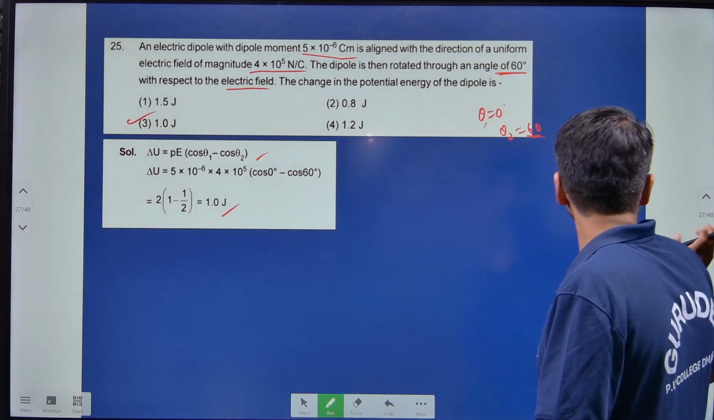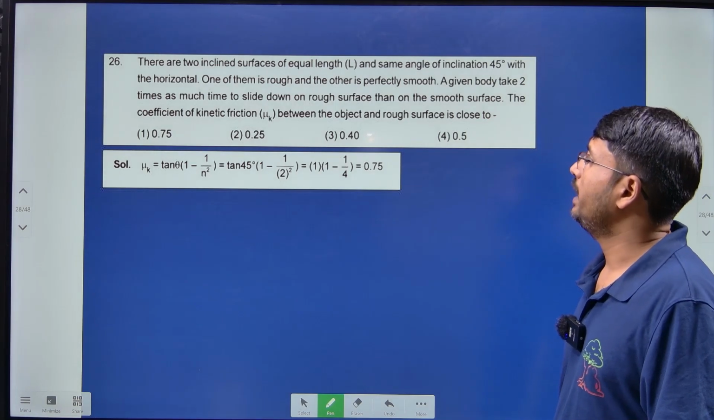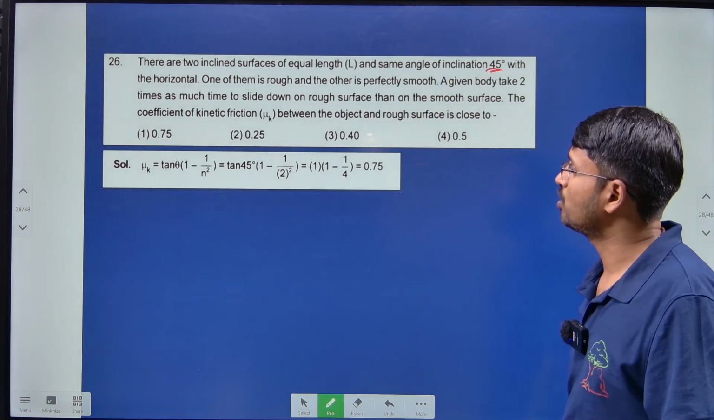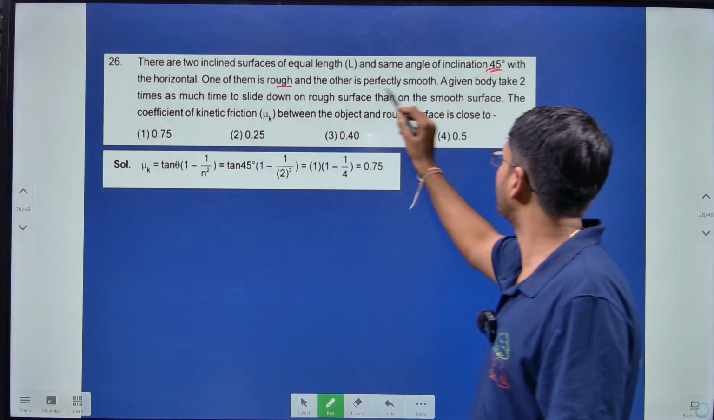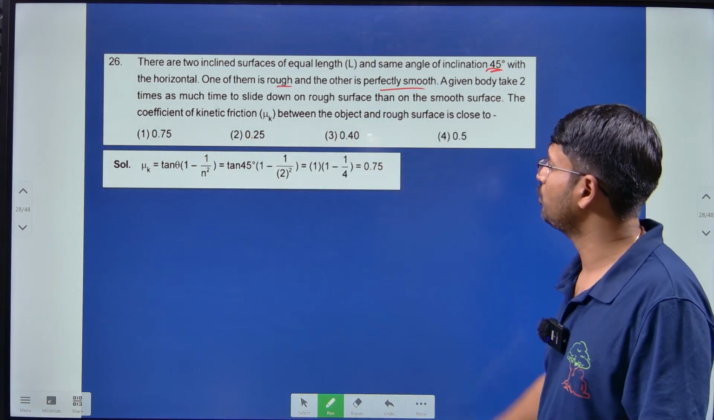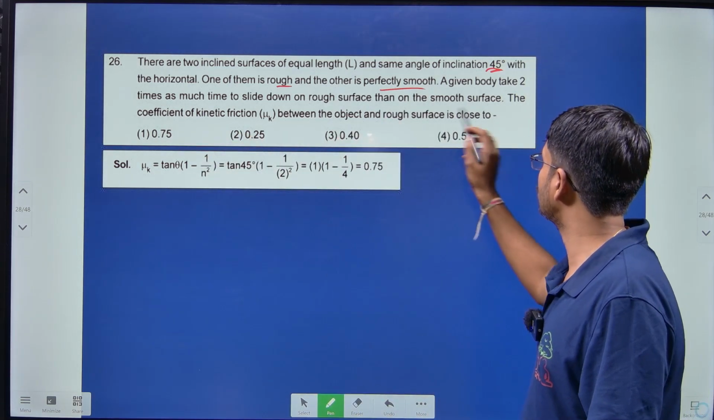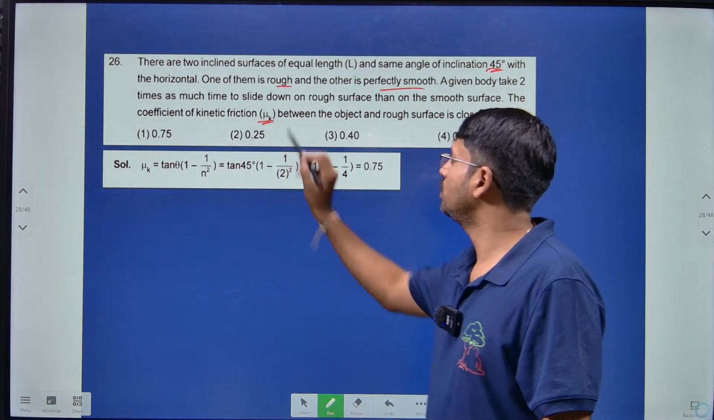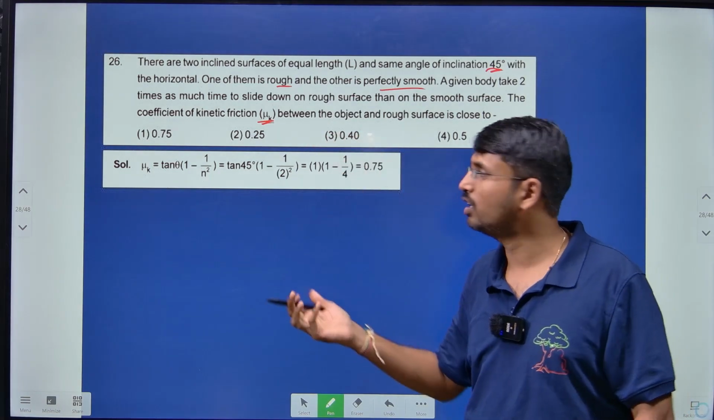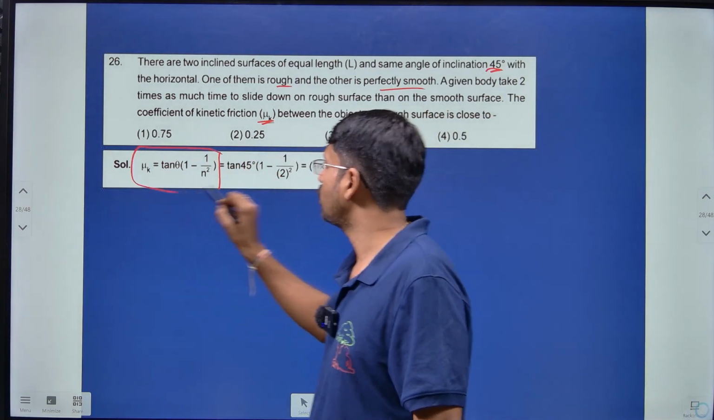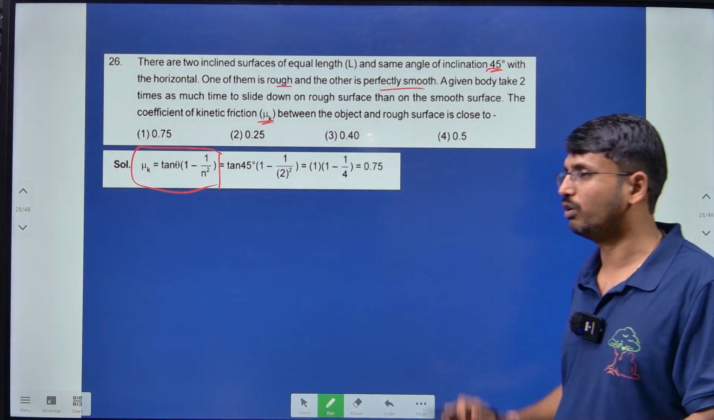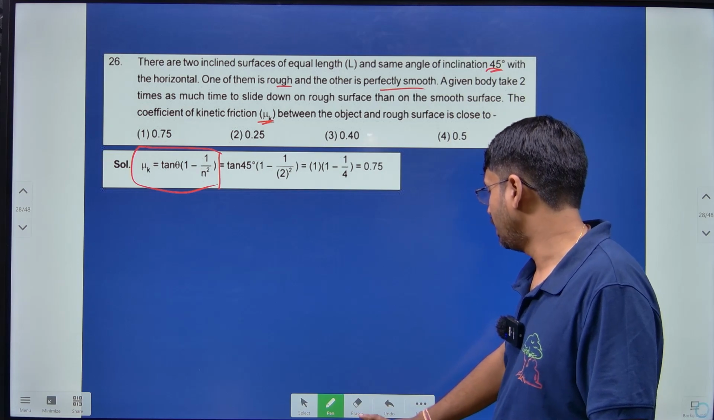The next one: there are two inclined surfaces of equal length L and the same angle of inclination, 45 degrees with the horizontal. One of them is rough, the other one is perfectly smooth. If a given body takes 2 times as much time to slide down the rough surface than the smooth surface, what is the value of mu k? If you remember this type of question, we have a general equation: mu k equals tan theta (1 minus 1 by n square). If you don't know this, I'll explain in a slightly different way.